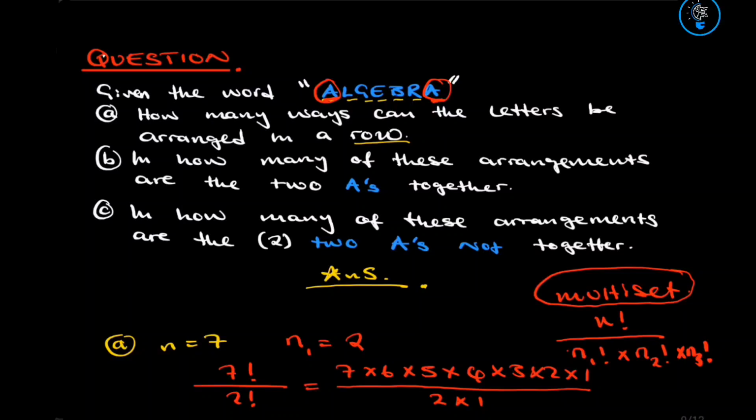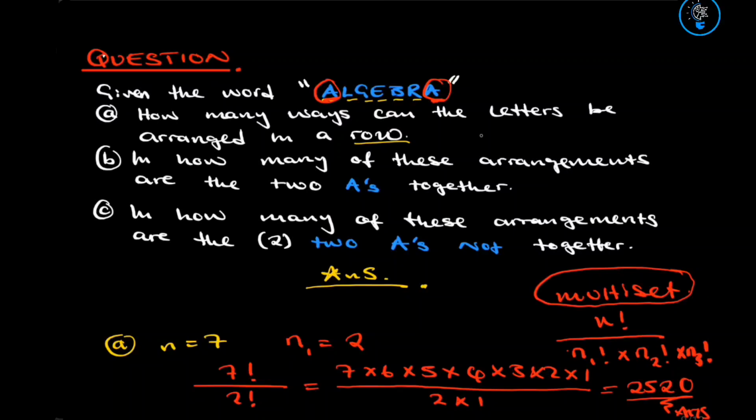And let's see the answer when I plug this in my calculator. So we are saying 7 factorial divided by 2 factorial. And my value is 2520. So that's my answer. So that's how easy it is to handle the first part.